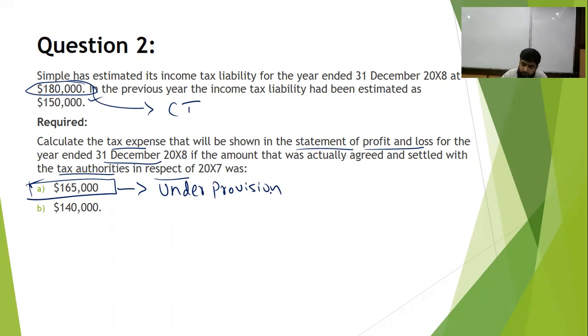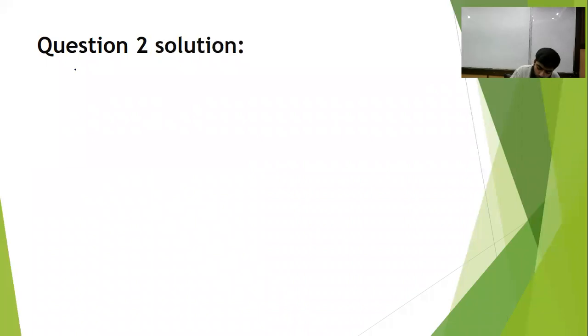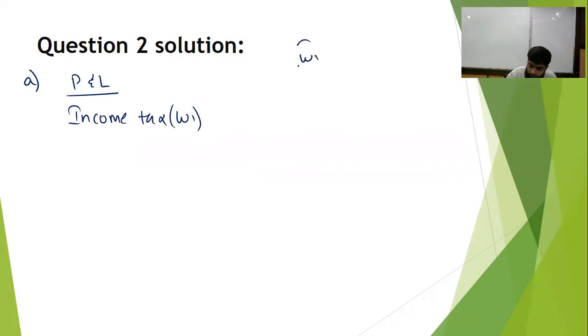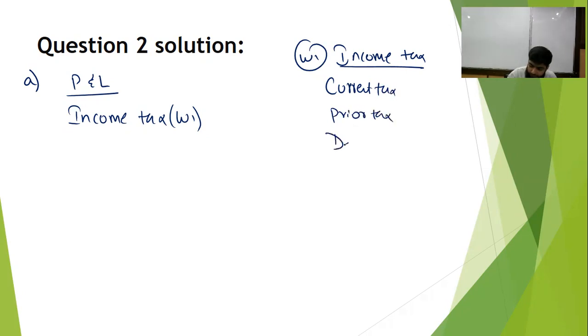Now let's calculate the income tax amount that should be reported in P&L. First of all, we have requirement A, and to calculate the income tax to be reported in P&L, we are going to use working one. For working one, we know that to calculate the income tax, we have three different taxes that should be included. Number one, the current tax. Number two, the prior tax. And third, the deferred tax. For now, we have no deferred tax, nor have we learned about it. So deferred tax is zero, but the current tax for the current year is $1,80,000.